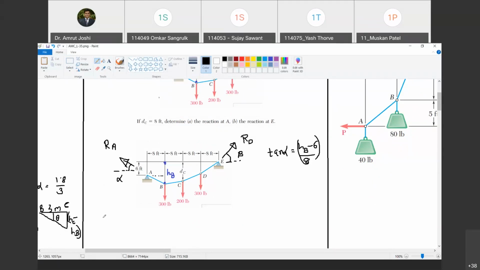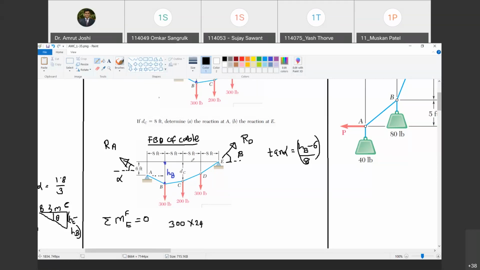As I said, the first thing that we're going to do is apply summation of moments of all the forces, let us say about E, equal to 0. So we are going to first apply equations of equilibrium to the free body diagram of the entire cable. Are you with me? Yes, sir. So I have drawn the free body diagram of the entire cable, and now let us apply this equation. So what is the moment of this 300 pound force? 300 multiplied by 24. Do you agree with me about E?